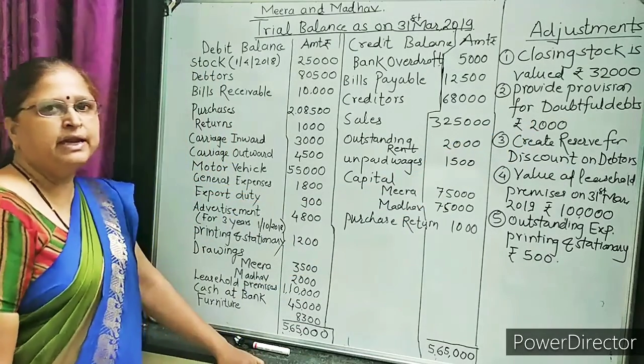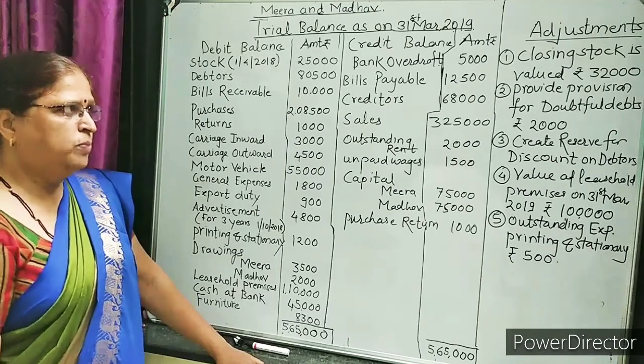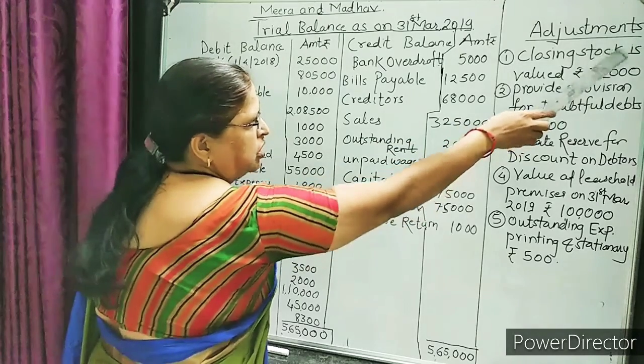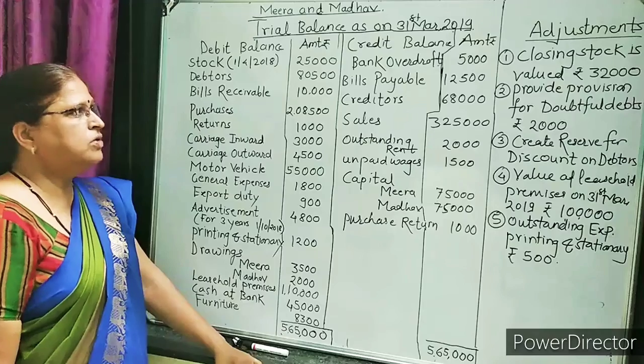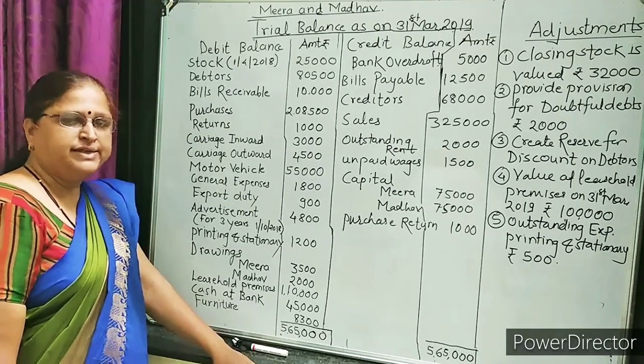Closing stock is valued at cost price or market price, whichever is less, you know. Now only one price is given. Closing stock is valued at rupees 32,000. Two effects we have to give: trading account credit side and balance sheet asset side.